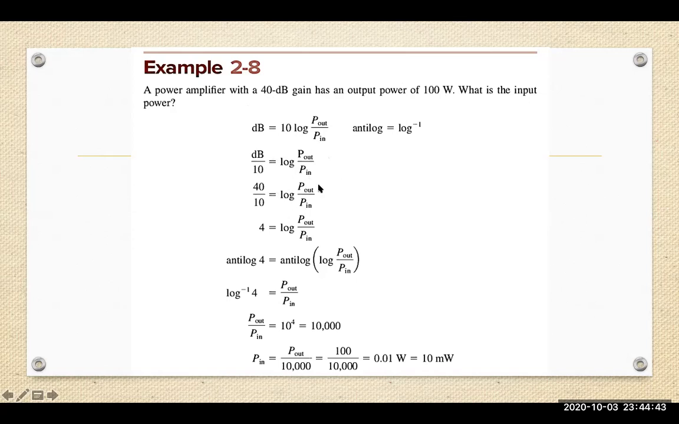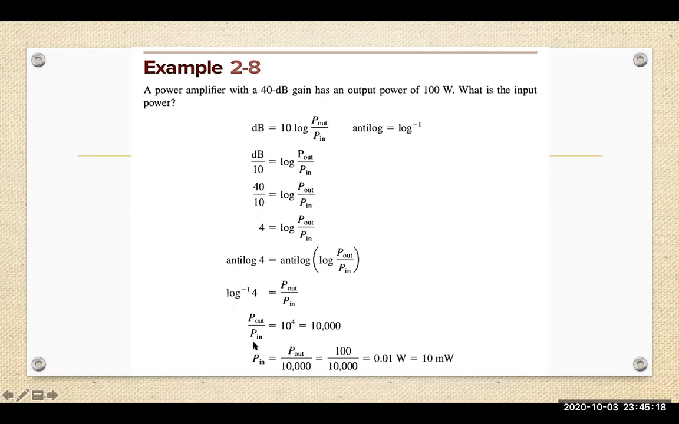We are to solve for the power input. So anti-log of, divide both sides first by 10, and then take the anti-log. So we have 10 raised to, the dB value is 40, right? So 10 raised to 40 over 10, and then we have P out over P in. Okay, this is now the part where you take the anti-log. So anti-log of 4 is equal to 10 raised to 4.